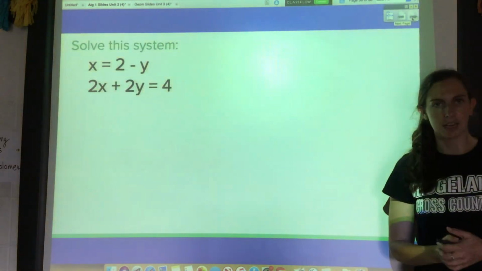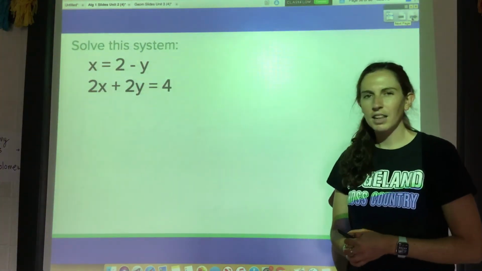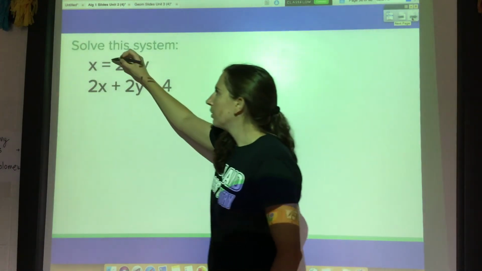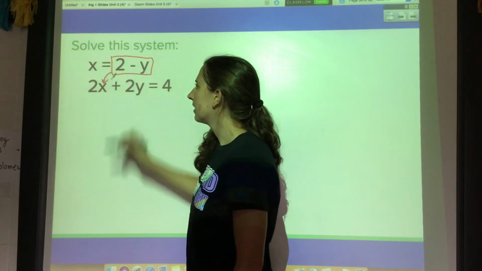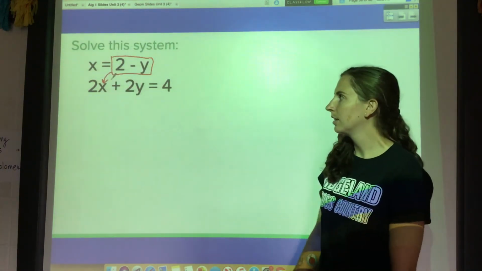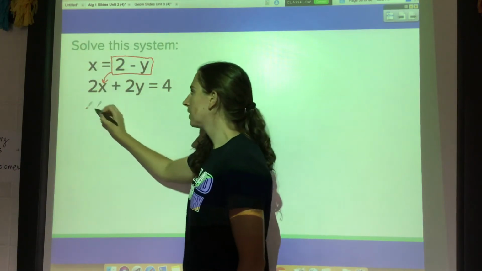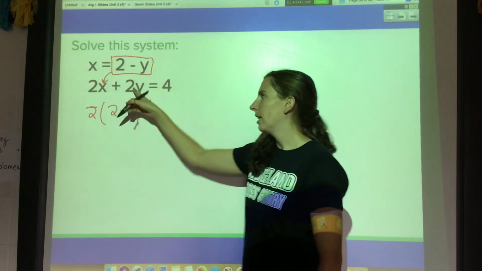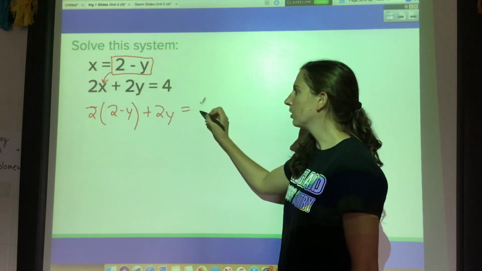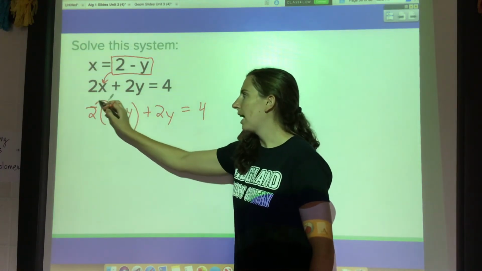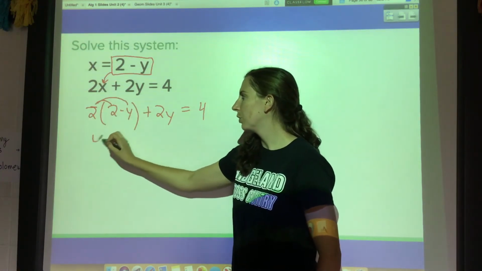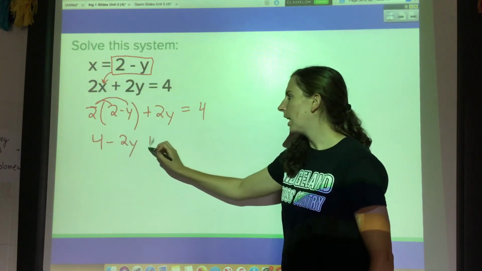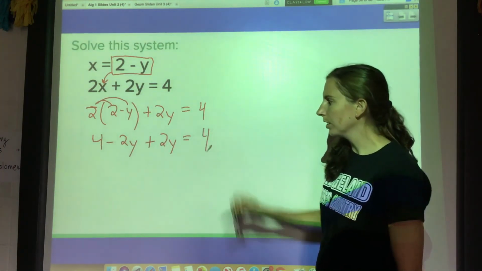Okay, we have one final example. And this is another good one to do with substitution because I've already got x by itself. And so all I have to do is substitute this in for that x, and I'll have it in terms of y. So since all of this equals x, let's plug it in. So 2 times x, but instead of x, put in this, then plus 2y equals 4. And let's see what happens here. So we've got 2 times 2, which is 4, 2 times minus y, which is -2y, plus 2y equals 4.